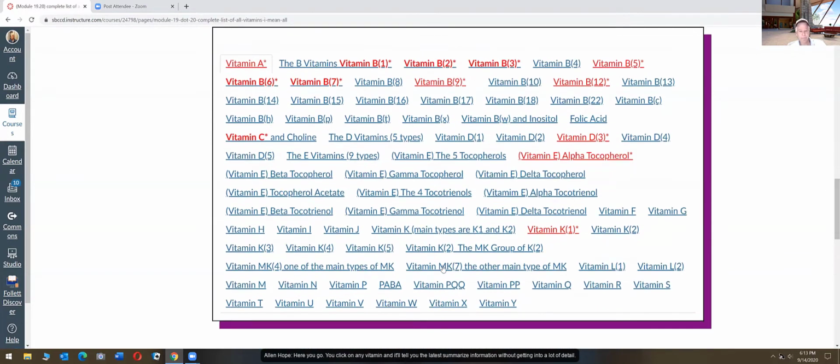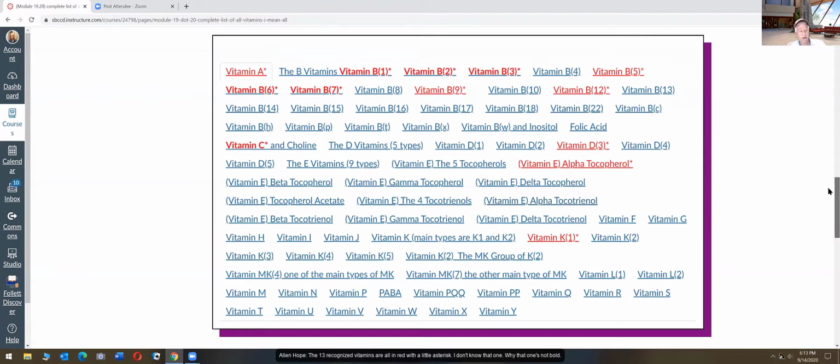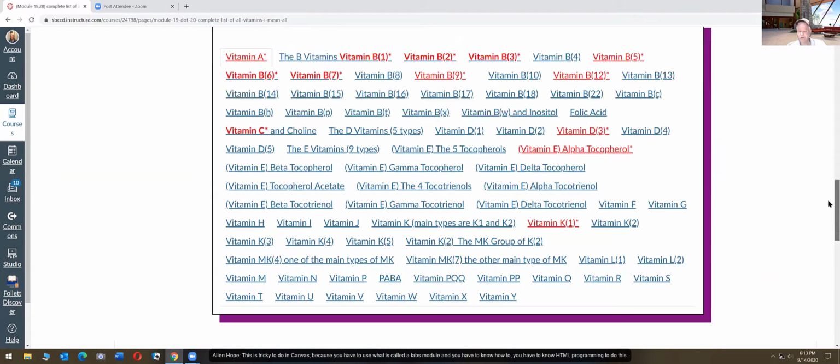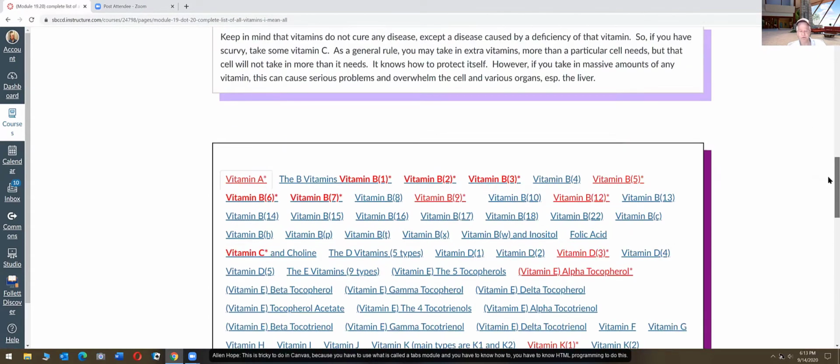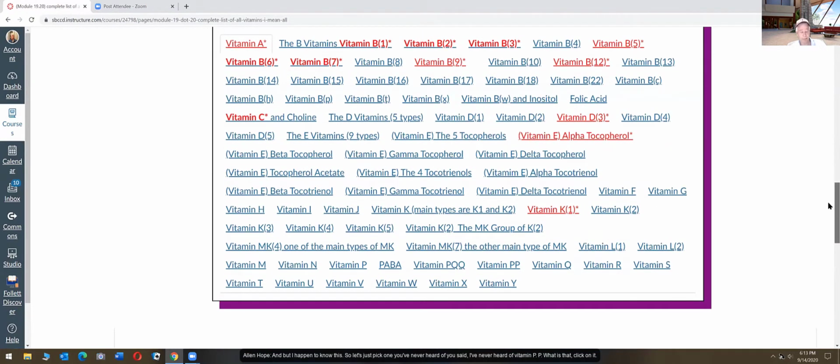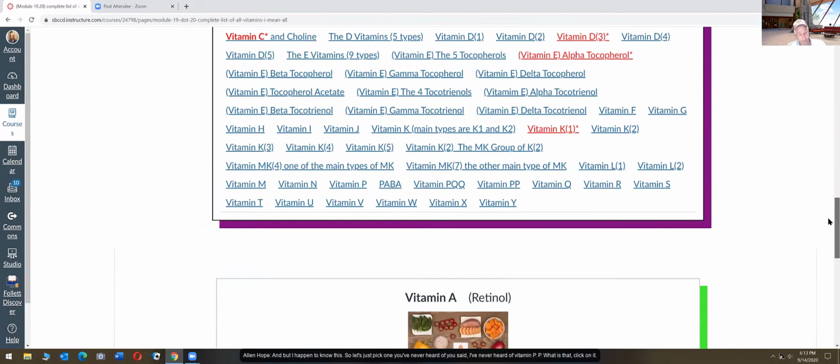Here you go. You click on any vitamin and it'll tell you the latest summarized information without getting into a lot of detail. The 13 recognized vitamins are all in red with a little asterisk. I don't know why that one's not bold. This is tricky to do in Canvas because you have to use what is called a tabs module, and you have to know HTML programming to do this. But I happen to know this.